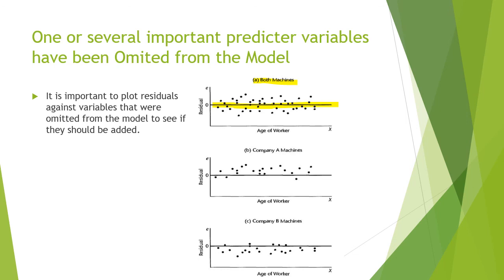But when you add the omitted variable, so that the data can be separated into company A machines and company B machines, you can see that with company A machines, the model underpredicts and there is a bias. With company B machines, the model overpredicts and gives an upward bias. The model could be improved if the company's machine was added as a variable.